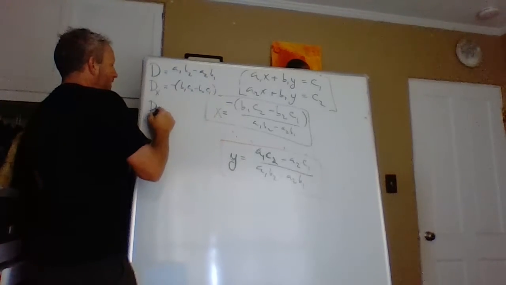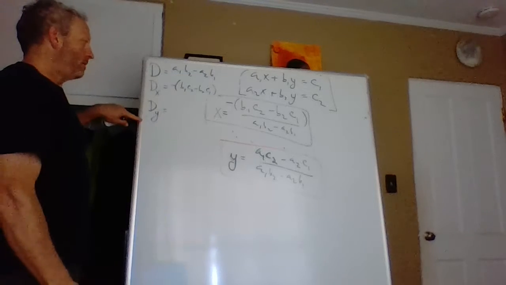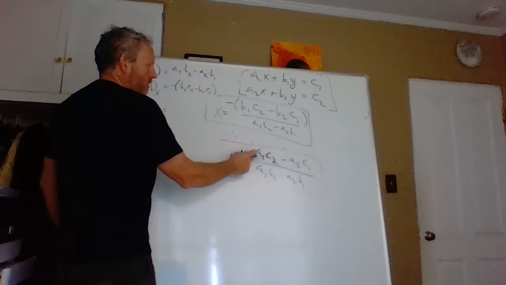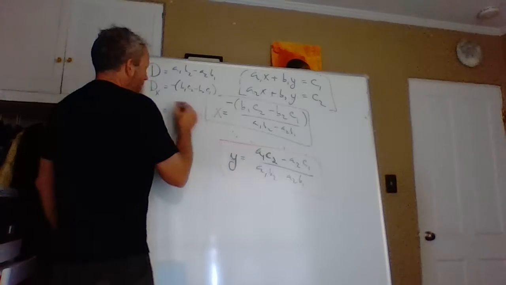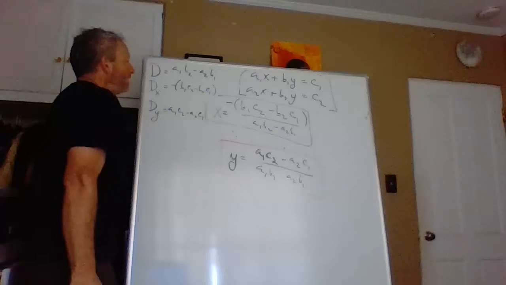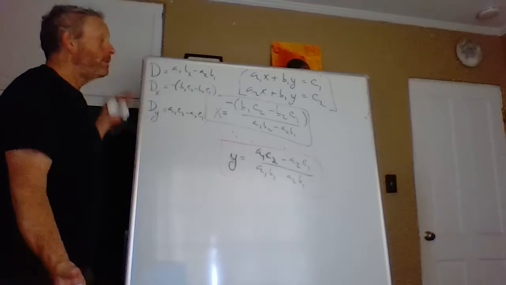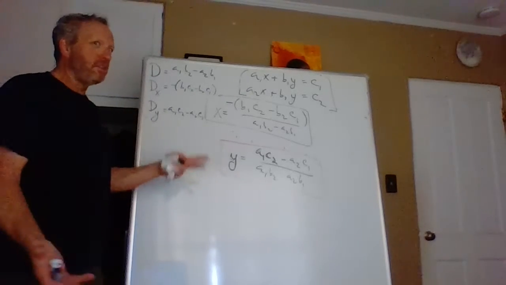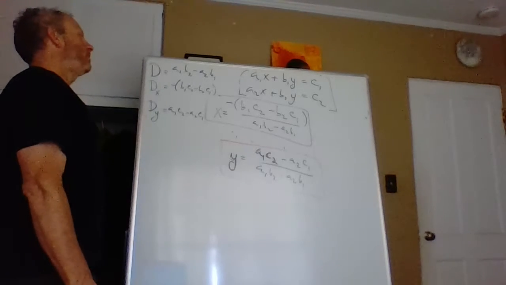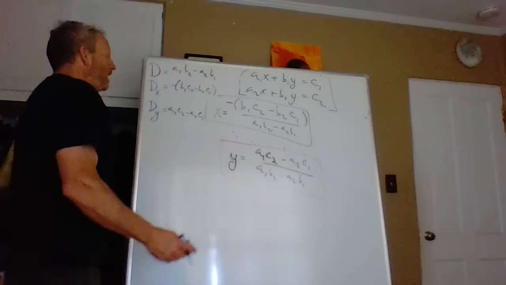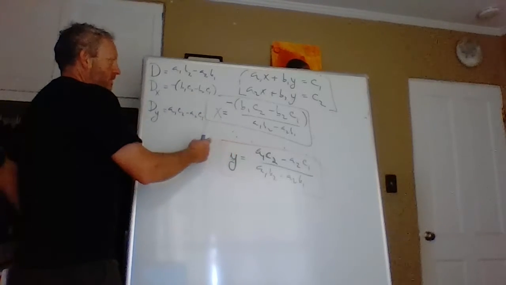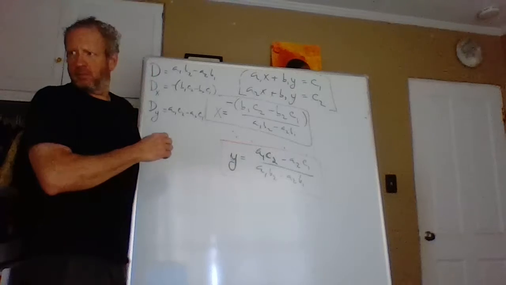And then D sub y is this numerator right here. A sub 1, C sub 2, minus A sub 2, C sub 1. I mean, I just feel like this is a lot of stuff, but it is what it is, as the expression goes. And I can't really do anything about that. And what this means is now we have a formula for x and y.